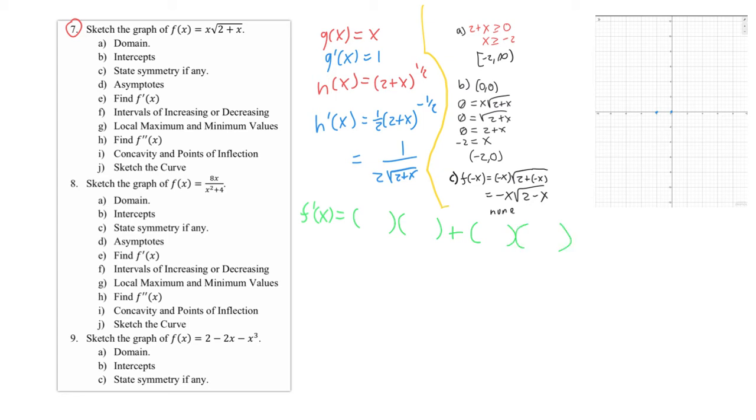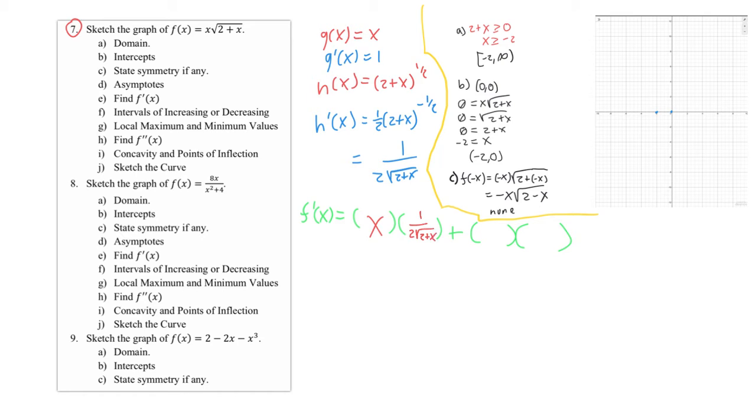Okay, so we're going to plug in content into those parentheses. Well, what's the content that belongs here? The content that belongs here is we're going to have g of x, so x. We could then have h prime of x here, which is this. So that's 1 over 2 radical 2 plus x.